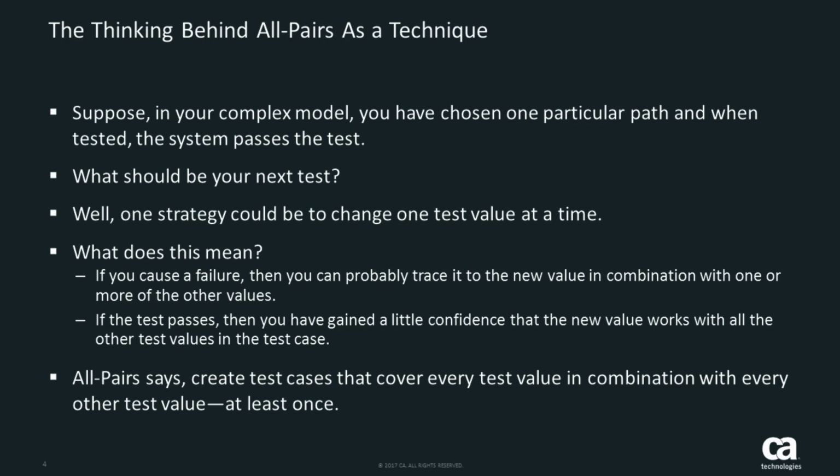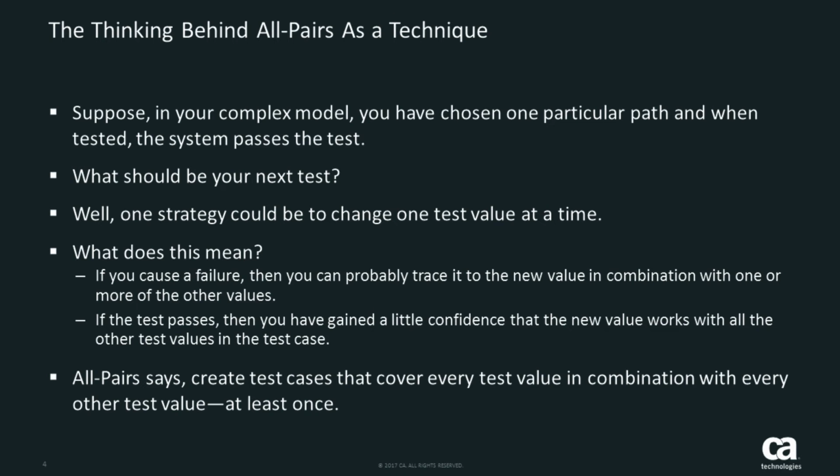Let me spend a moment talking about the thinking behind all pairs as a technique. Suppose in your complex model you've chosen one particular path that goes from the start right through to the end point in your model. And the system, let's say, when you run that test, passes that test. What would be your next test case? Well, one way of thinking about how you derive new test cases and over time to create a full covering set would be to change one test value at a time. So let's have a thought experiment and consider this.